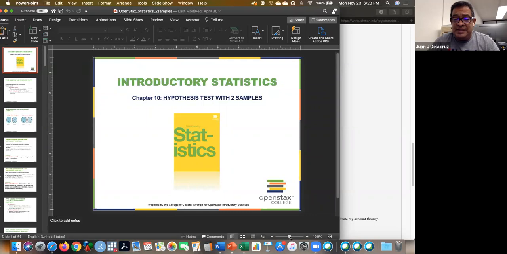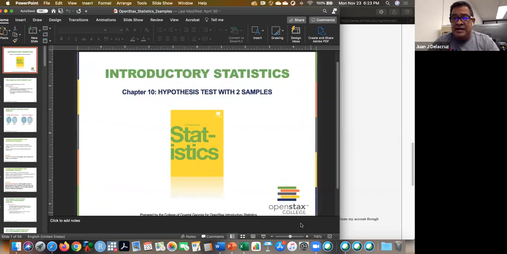So that's a very interesting case, because we can have 2 different samples and see whether, in this case, the means are different, or the standard deviations, or the variances, or the population proportions, so that they are significantly different from each other. So today, once again, we are going to do hypothesis testing with 2 samples.